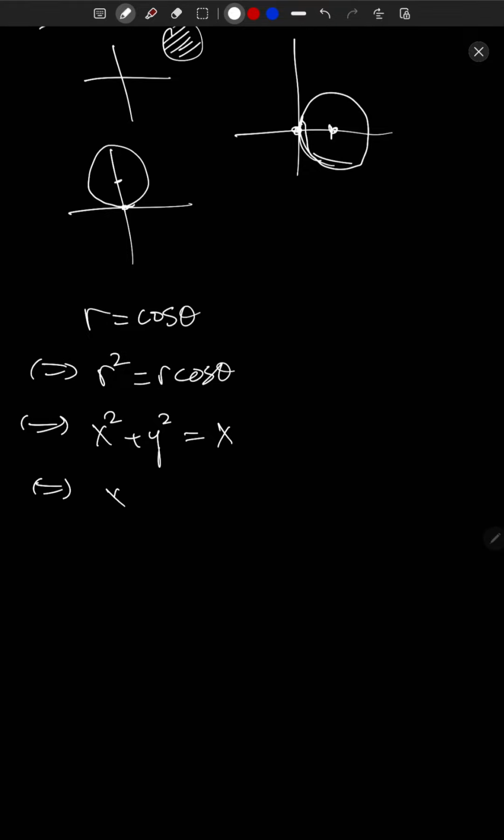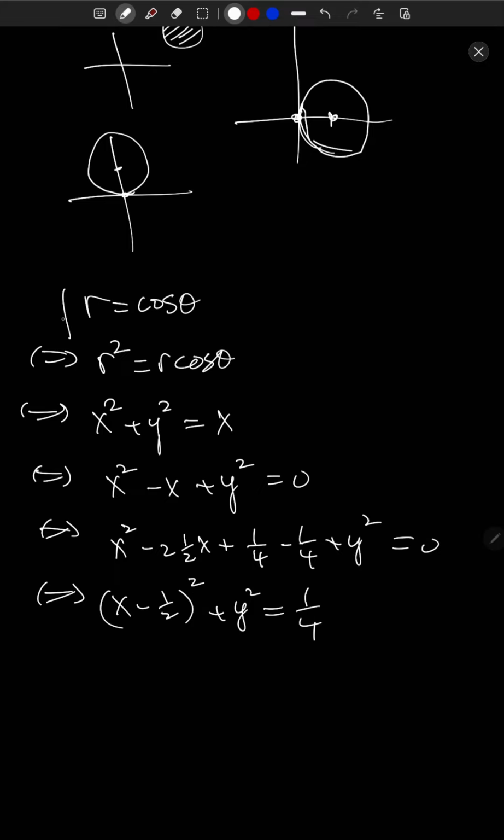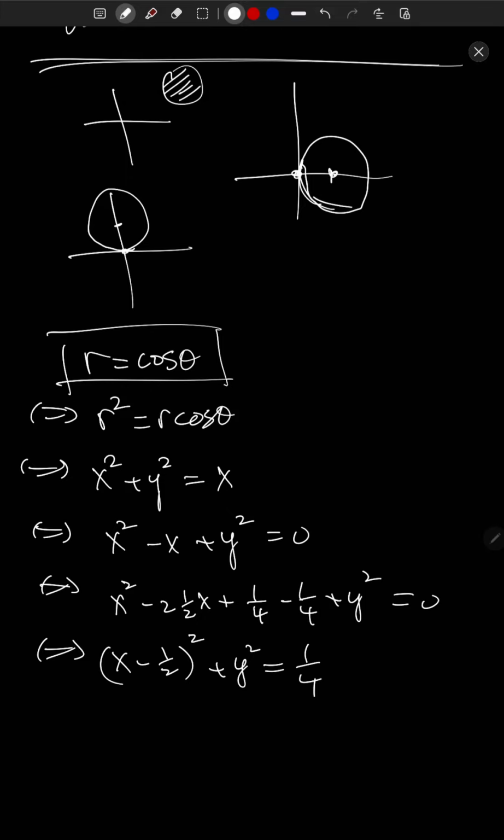so this is actually x squared minus x plus y squared equals 0. If I complete the square here, this is going to be x squared minus 2 times 1/2 x plus 1/4, minus 1/4 plus y squared equals 0. And so this is x minus 1/2 whole thing squared plus y squared equals 1/4. So this particular formula right here is actually something like this picture up here, where the center is at 1/2. And the radius, of course, if it's just going to touch the origin like that, the radius is 1/2.